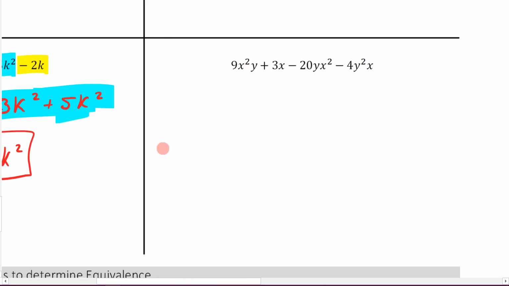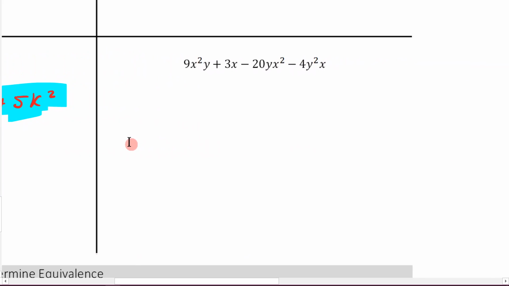Let's now move on to our very last one, which is this monstrosity. So we have 9x squared y. This is different because this one has y squared, and this one is the same. We've got a different order, but it's y and x squared, making sure you're including that negative in front of it. And then my other two aren't like terms.